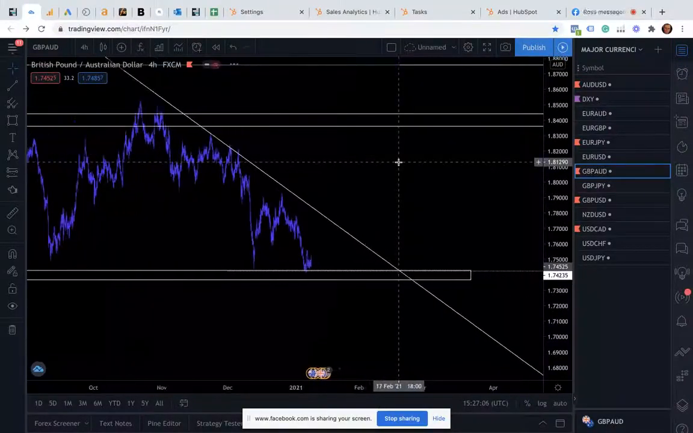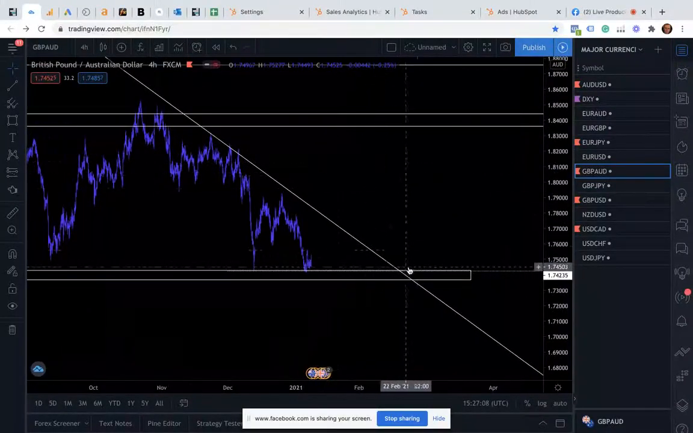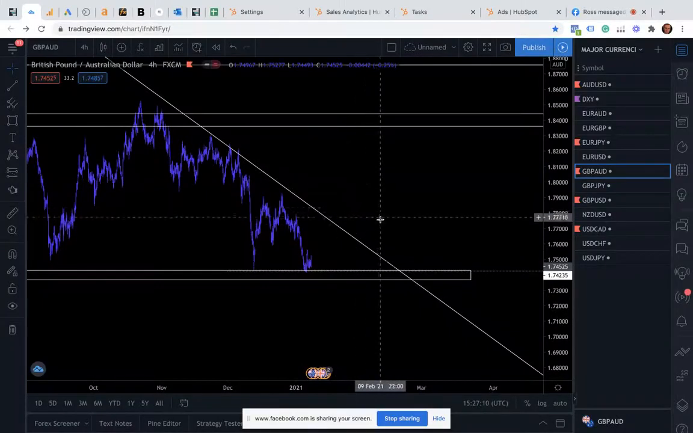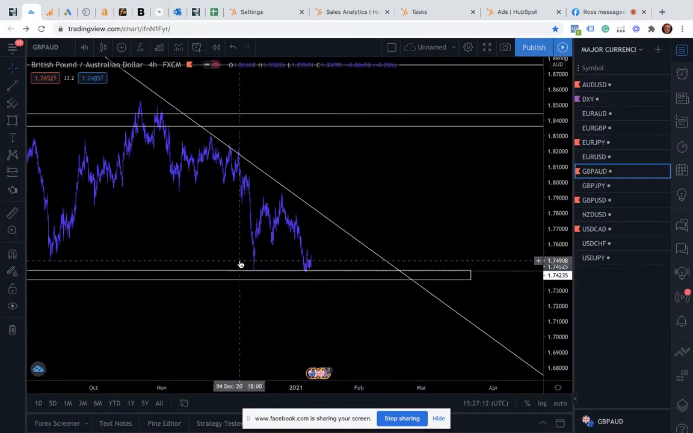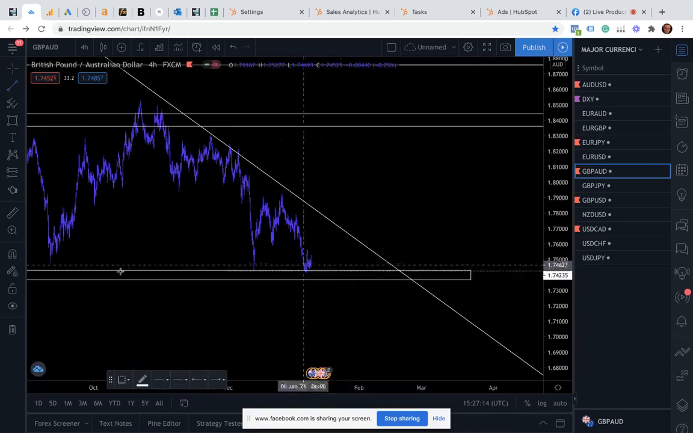So our trade would maybe look something like this. We would maybe have like a break and retest of this zone. So once we've broken out of this zone, it would have to have some form of bullish structure.